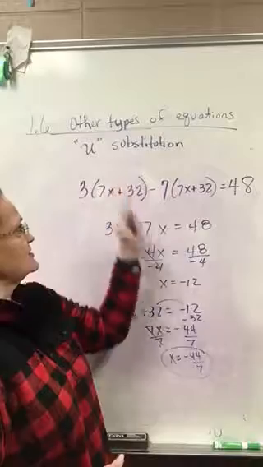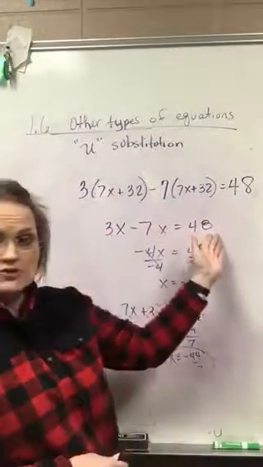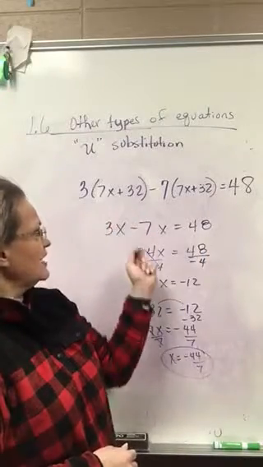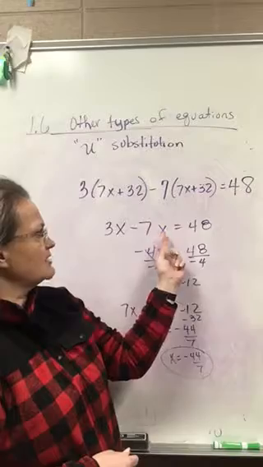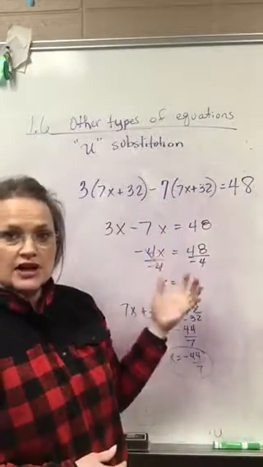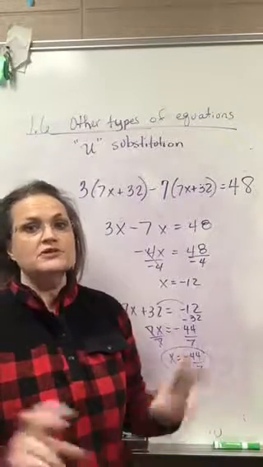Call that x, and then that's the same thing, so that's also x, and I can write a simpler equation, 3x, that being x, minus 7, that being the same thing, x equals 48, and then solve it simpler without that repeated quantity. Now normally we do it as a u.